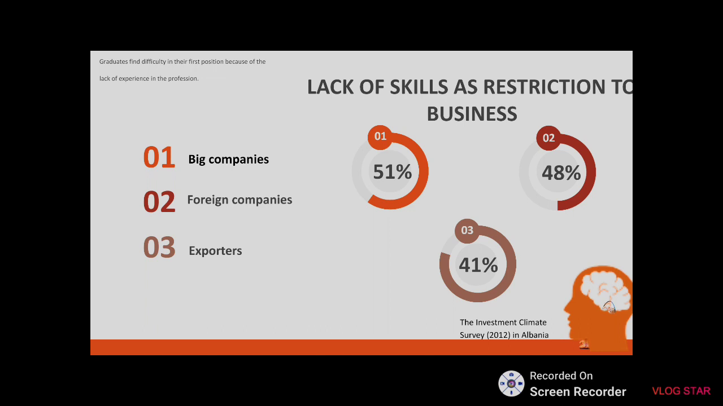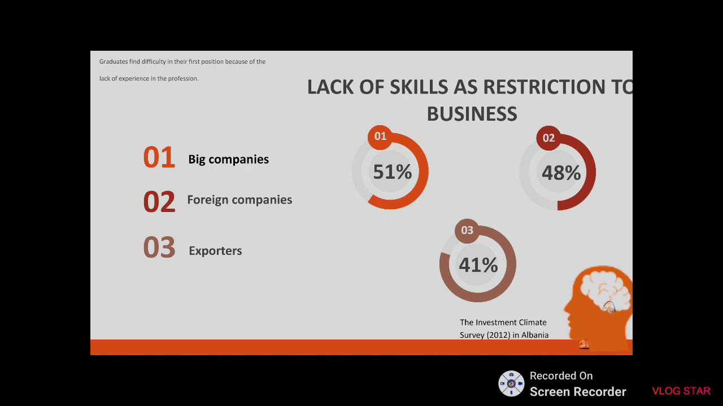How are you going to read this one? It's like this. It was reported by the Investment Climate Survey 2012 in Albania that graduates find difficulty in the first position because of the lack of experience in the profession, such that this would be a lack of skills as a restriction to the business of employers. Big companies stated that 51% would cause a lack of skills as a restriction for their business. The foreign companies stated 48%, and the exporters said 41% as a restriction to the business entities. So if you notice, no paragraphs here, no place for paragraphs here.